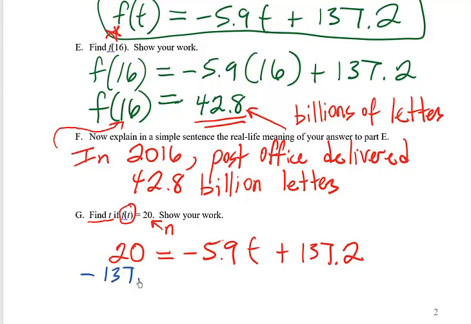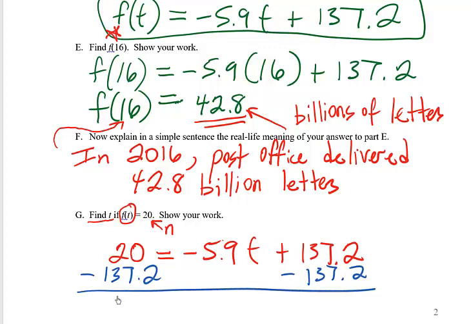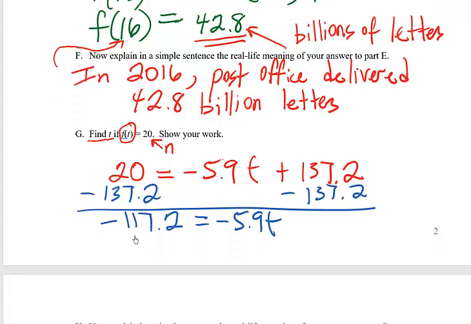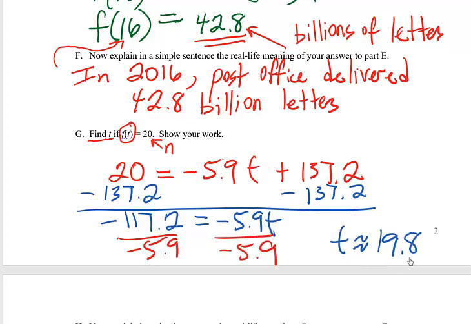So a couple of algebra moves. Looks like subtract that 137.2 from both sides. That's going to give me negative 117.2 equals negative 5.9t. And then I'll have to divide both sides by that negative 5.9. And so let's grab the calculator and do that. And I'm getting about 19.8 for t.